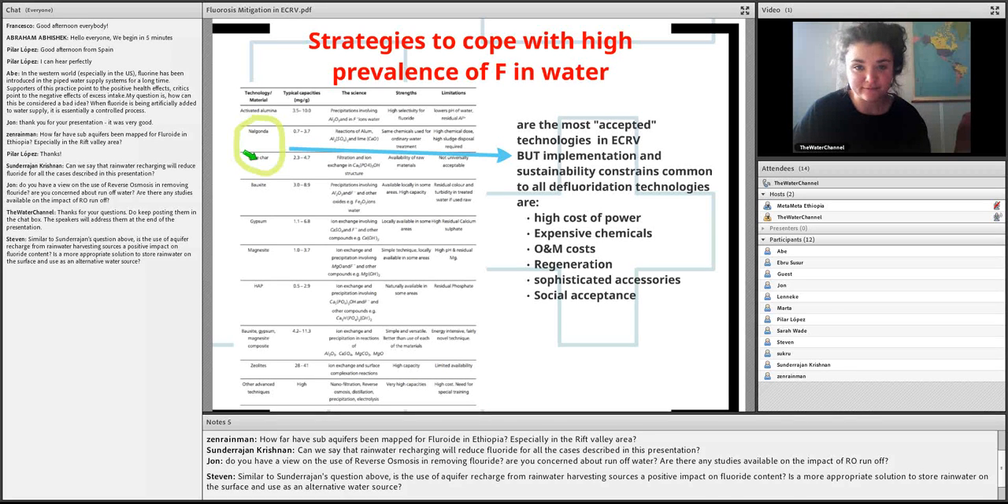In general, these technologies are the most used in this context because they are a bit less costly than others. They still have problems that are common to all of them, such as high cost of power, expensive chemicals, operation and management cost, regeneration cost, sophisticated accessories, and also one of the things to take into consideration is the social acceptance from the people at the community level.